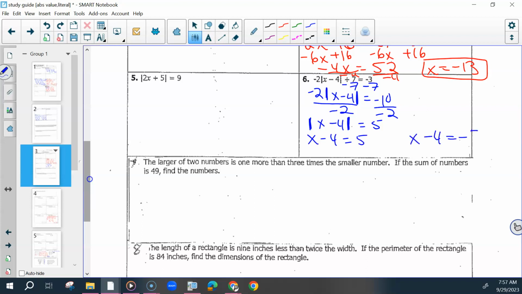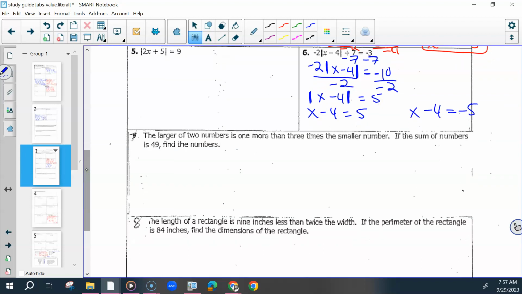Negative, and then solve. Add 4 to everything. So we get 9 and negative 1. Questions on that one or questions on 5? Not the back of that page, but the page after that, numbers 9 and 10, are both absolute values.